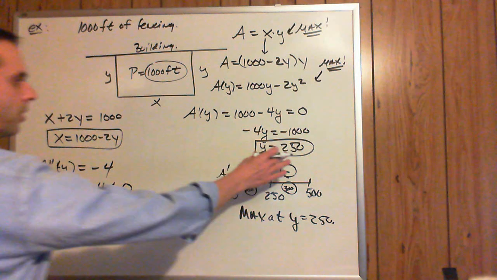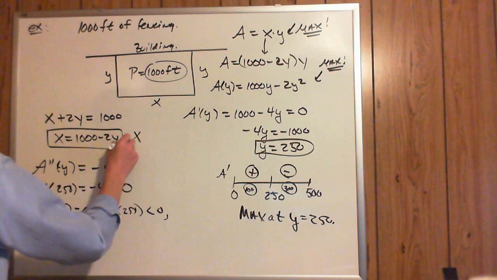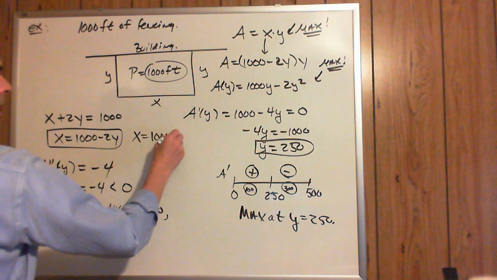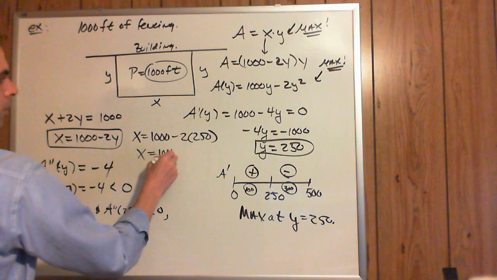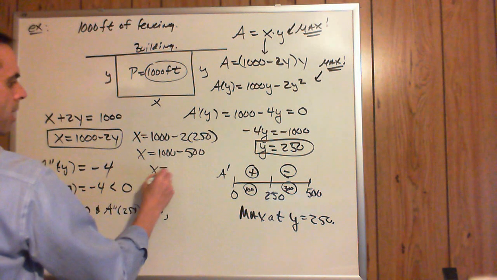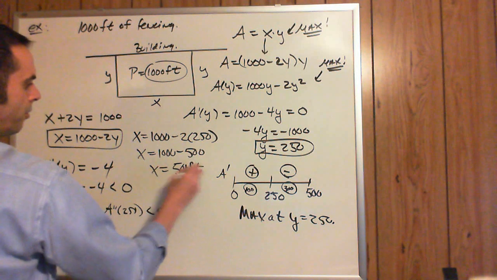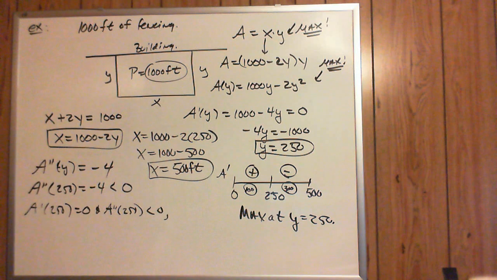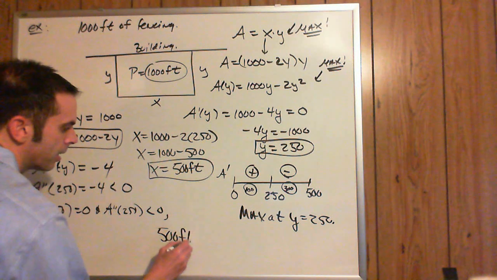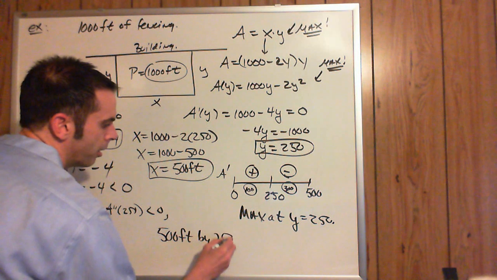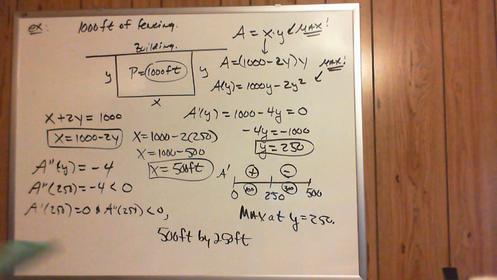So if y is 250, what's the other dimension? Well, x equals 1,000 minus 2 times 250. x would be 1,000 minus 500. x would be equal to 500 feet. So these would be the dimensions that would yield a maximum area. And that would be 500 feet by 250 feet. And if we wanted the maximum area, then we would just multiply the two to get the maximum area.